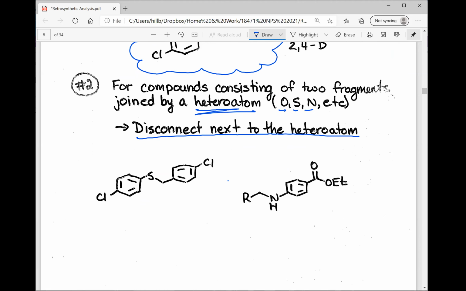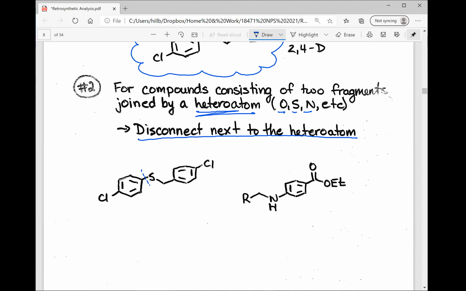So I'm going to draw basically two little lines here, A and B. Heteroatom nitrogen here, C, D. So for each one of these, one of the disconnections is far better than the other. So for the molecule on the left, this one here, would it be A which is better or B which is better?